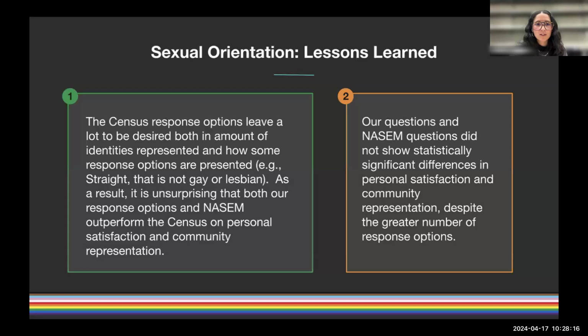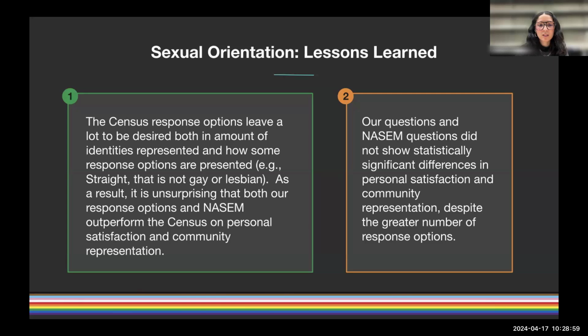So looking at lessons learned, the census options leave a lot to be desired in terms of how they allow people to identify. Again, as folks are noting in the comments, the definition of straight is not great, among other challenges that the options provide. So it's not surprising to us that both ours and NASEM outperformed the census on personal satisfaction and community representation. However, we did actually expect maybe that we would see a difference between ours and NASEM, given that we give a greater number of response options.